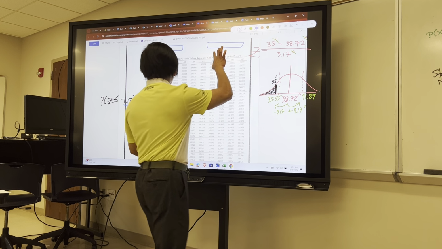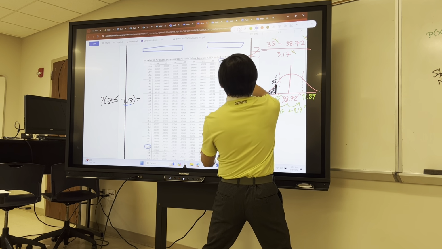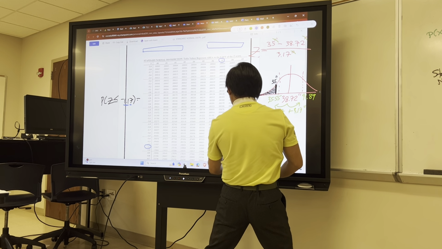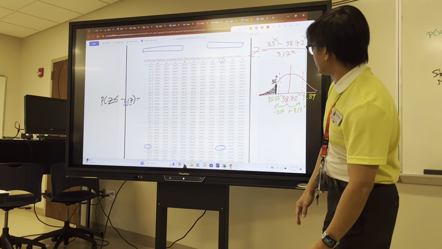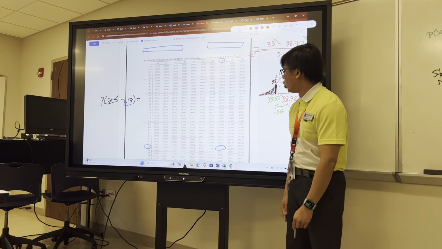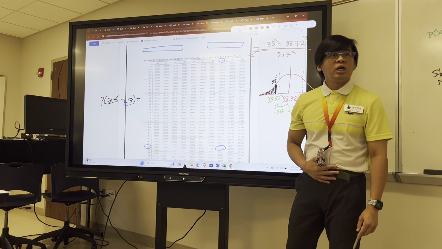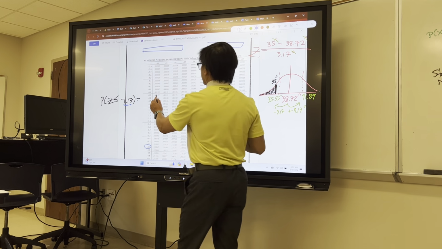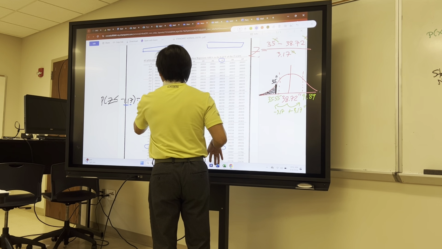So the column and the row turn out to be what? Is it that one there? That's what I got. Got it? Verify on your table. It says 0.12100. So here it is, 0.121.